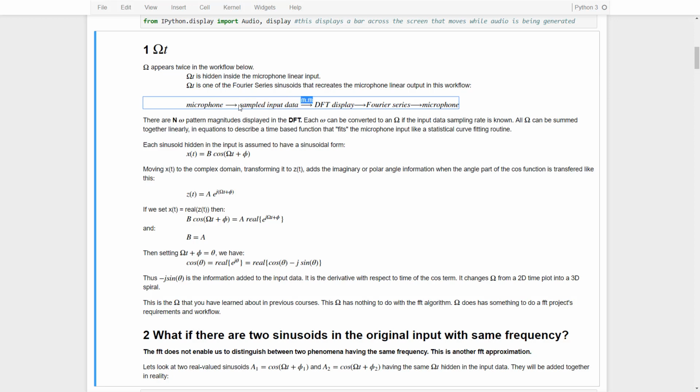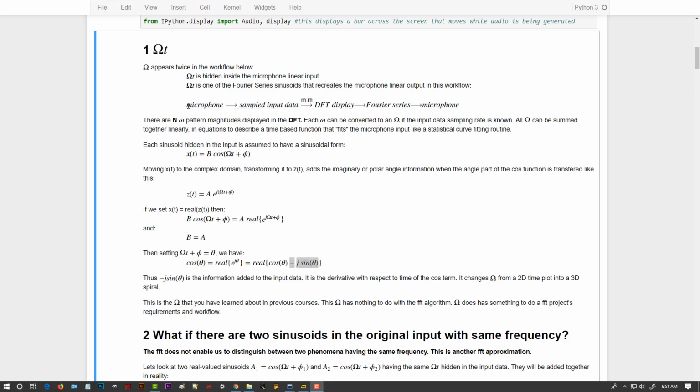Using the sample interval, you can take this DFT display and turn it into a Fourier series. That's where our omegas actually show as an equation. And then that equation should be able to recreate the linear output of our input. So it's a method of checking our input. If we start off in reality, we should start with a real number, and we should end with a real number. In between, we're going to fluff up our data with some imaginary information.